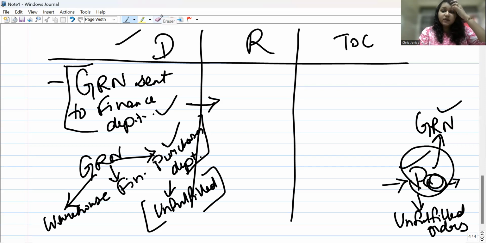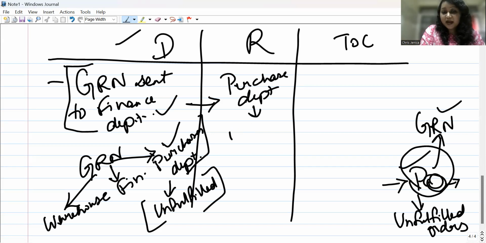So now under recommendation, if the purchase department is going to receive, what should they do? They should match purchase order to GRN, and then they have to flag whether the order is complete, or if there are any unfulfilled orders, they should raise a request on it, right? So these are the recommendations that I have to give.